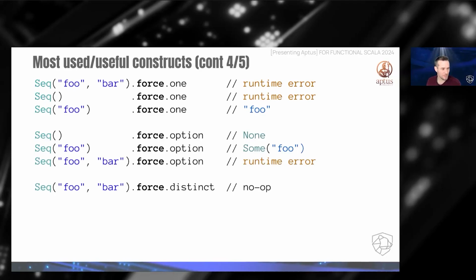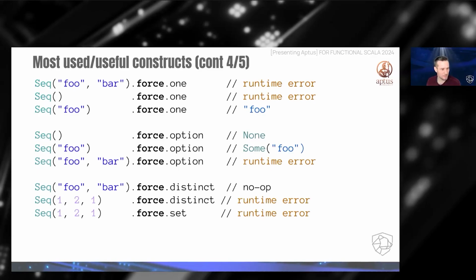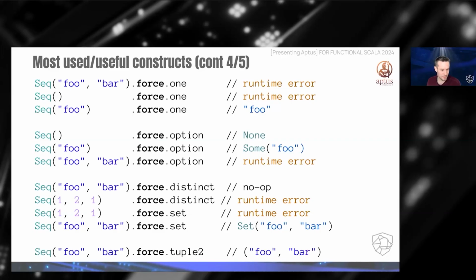if there's more. Force distinct will be a no-op if there's no duplicates, but it'll error out at runtime if they are. You can also use it to turn it into a set. This one will error out, and this one will just basically give you the equivalent in a set. And there's also things like tuple 2, tuple 3, tuple 4, and so on and so forth.